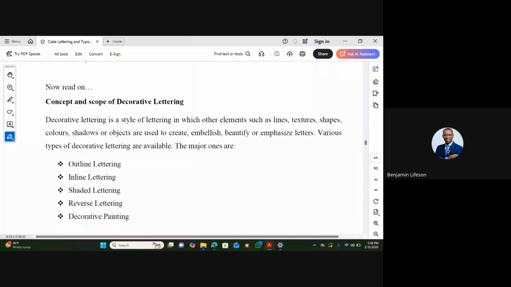So what is decorative lettering? Somebody should read. Let's go.